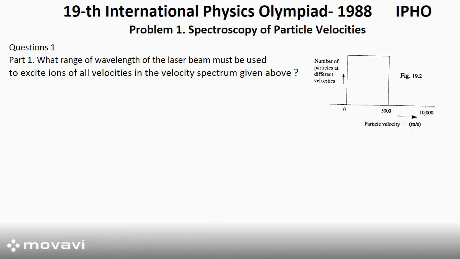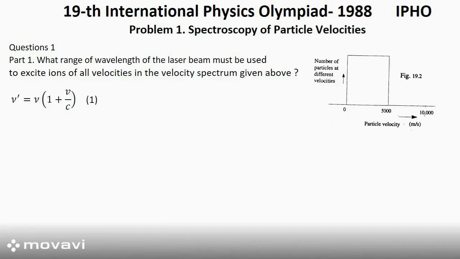Solution. Question 1. Part 1. Let v be the velocity of the ion towards the laser source relative to the laser source. Nu prime, the frequency of the laser light, is observed by the observer moving with the ion, for example, in the frame in which the velocity of the ion is 0, and nu, the frequency of the laser light, is observed by the observer at rest with respect to the laser source.